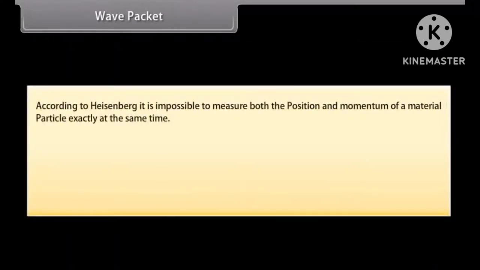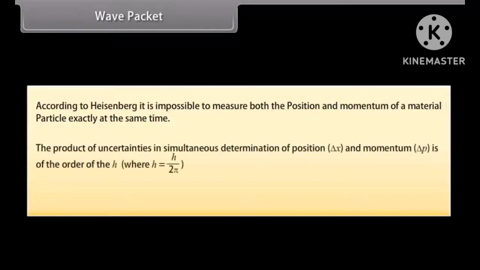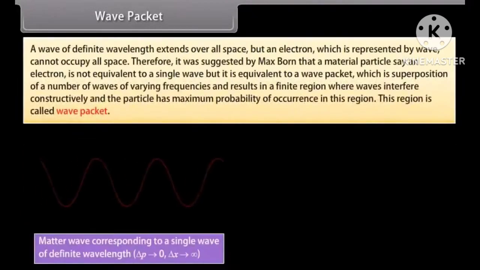Wave packet. According to Heisenberg, it is impossible to measure both the position and momentum of a material particle exactly at the same time. The product of uncertainties in simultaneous determination of position delta x and momentum delta p is of the order of h cap, where h cap equals h by 2 pi. Delta x into delta p is approximately h cap.